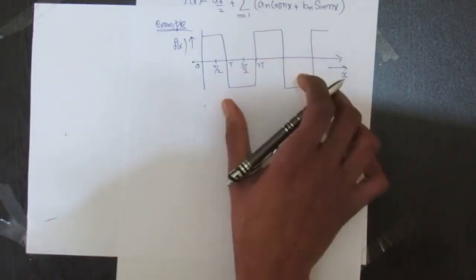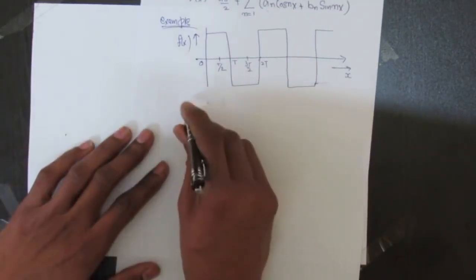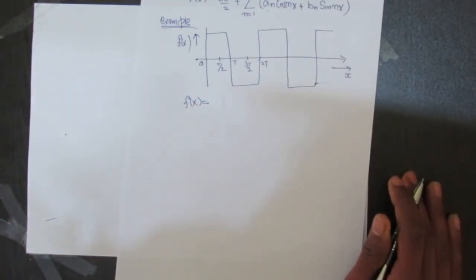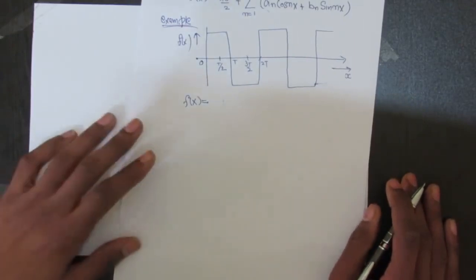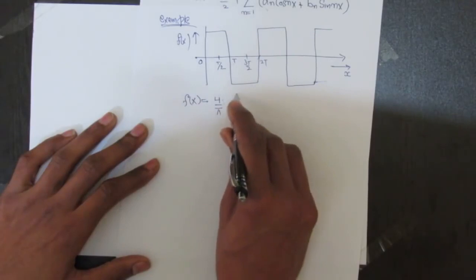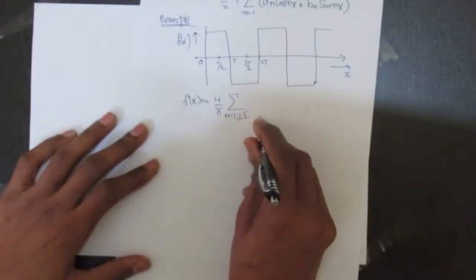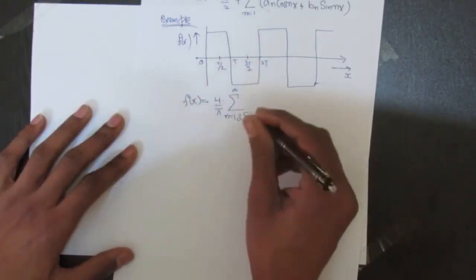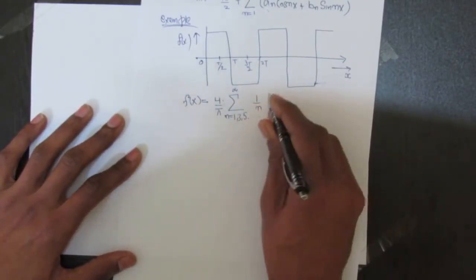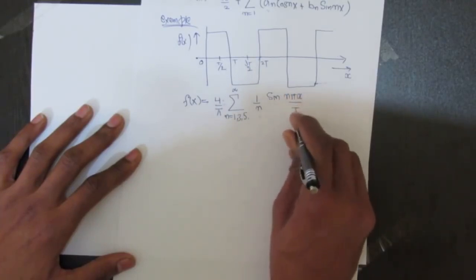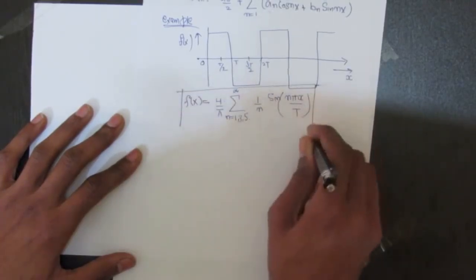So now if you write the Fourier series corresponding to this square pulse, you can find this in any standard mathematical physics book. The Fourier series of a square pulse is given by 4 divided by pi, summation over n equal to 1, 3, 5, you have only odd terms. All the even terms vanish because of the symmetry associated with the function. 1 divided by n, you have sine n pi x divided by capital T. This is your Fourier series.